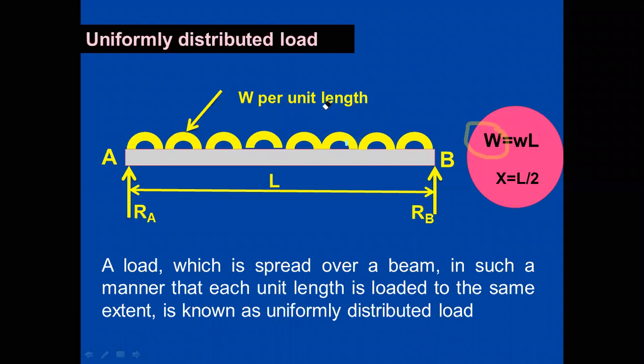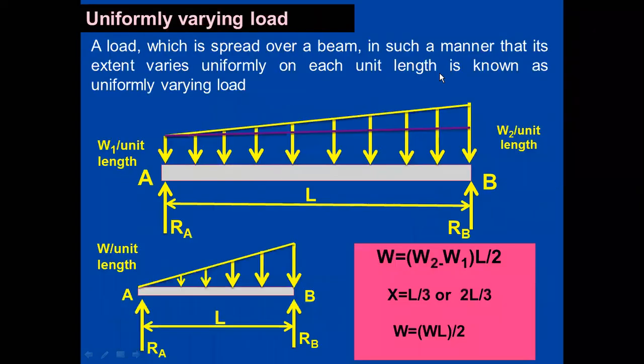L by 2 is the span where the entire UDL will be acting. So to convert the UDL into a point load, we have to multiply the intensity, that is W, with its span, and that particular load will be acting exactly at the middle of the span. Right? That is called UDL. Next, the next load is the uniformly varying load.